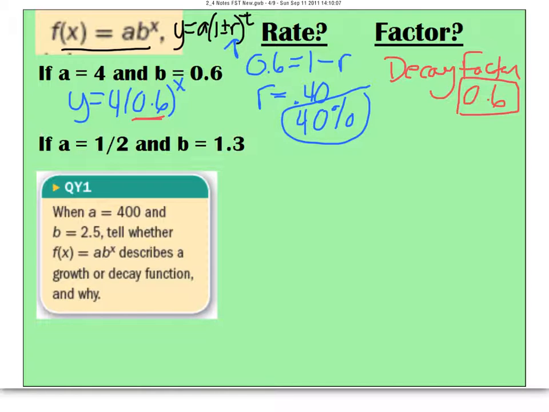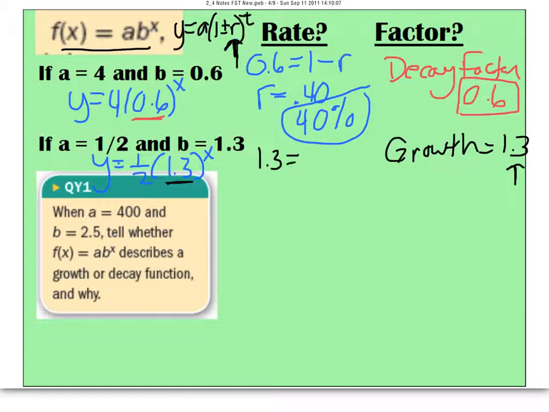Okay, let's look at this next one. If a is 1/2, so I'm going to write that, and b here is 1.3, and we'll use to the x power. Again, I can look at the factor, and I see that it is growth, so it's a growth factor. The factor here is going to be 1.3. Well, the question is going to be, what was the rate of growth? Again, the rate is going to be embedded inside this factor. How did they get it? It was 1.3 as the factor. So what they did is they took 1 plus r. Well, to solve this, subtract 1 from both sides. The rate on this problem is 0.3, or a 30% growth rate for this example.